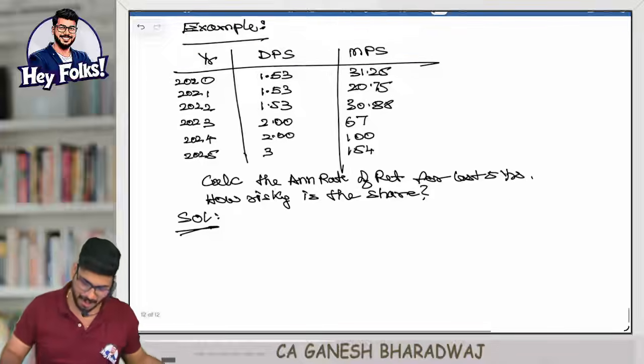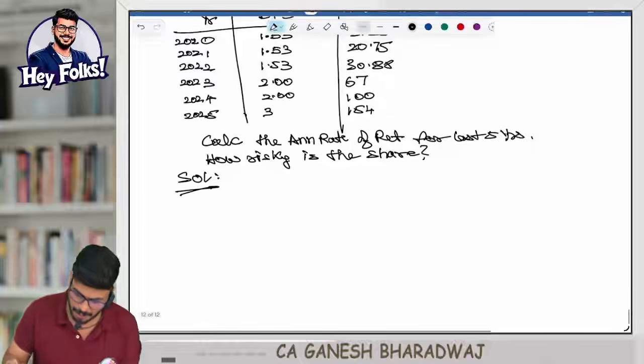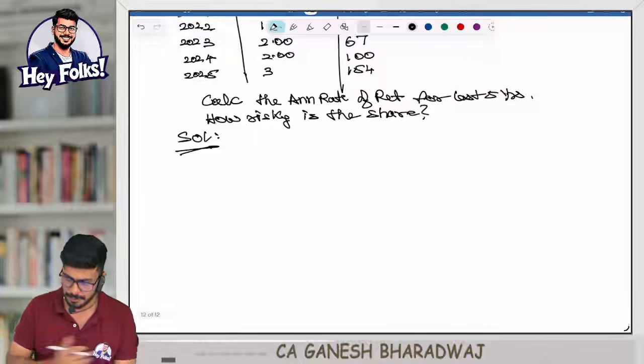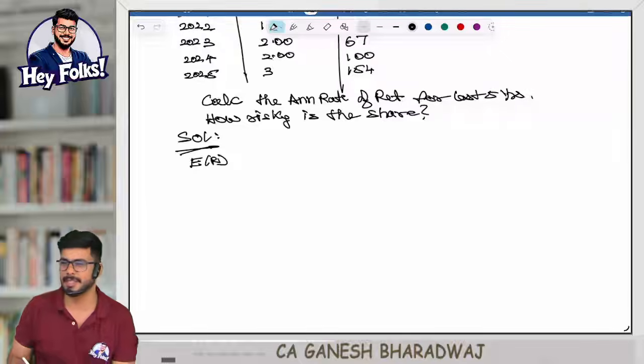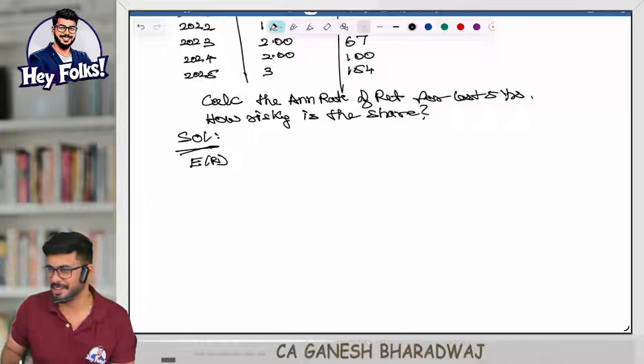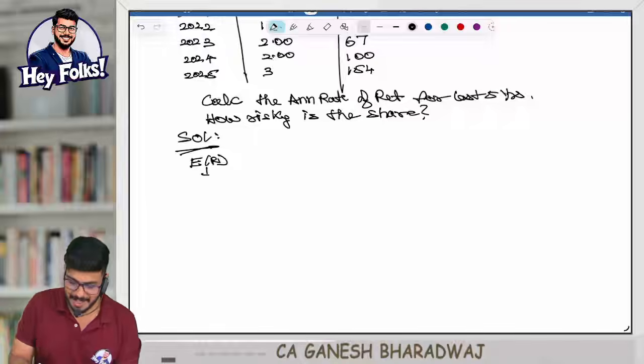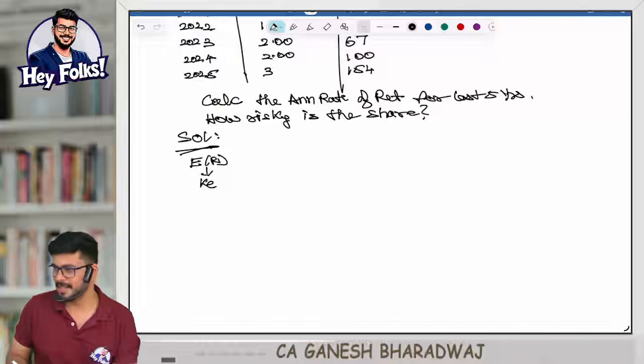Let's do this. Come on. First, write down. Quickly, guys. Let's write down. Return. Write down. Expected return. 1 second. You guys have finished intermediate for sure. In Inter, we have something called as KE. What is KE? Cost of equity. Right? What is cost of equity?